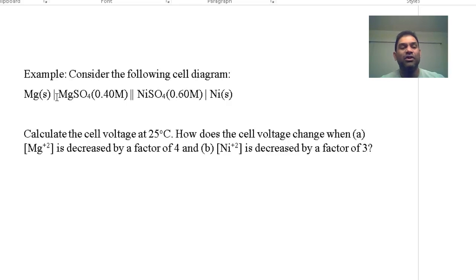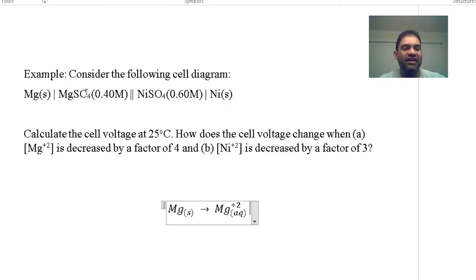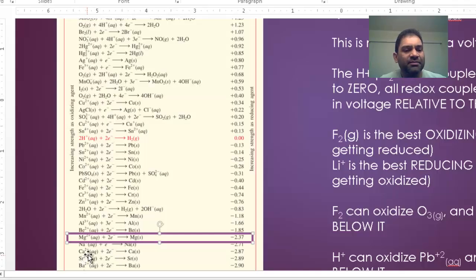Anode, salt bridge, cathode. So the anode is going to be Mg going to Mg plus 2 from magnesium sulfate. And to balance this charge, it's going to be a 2 electron transfer. So this will lose 2 electrons in order for magnesium to go to Mg plus 2. Let's look this up in our table and see what the value is. So magnesium plus 2 electrons goes to Mg solid here. In our problem, it's lost 2 electrons, so we're going to flip the sign and make it positive 2.37 volts.